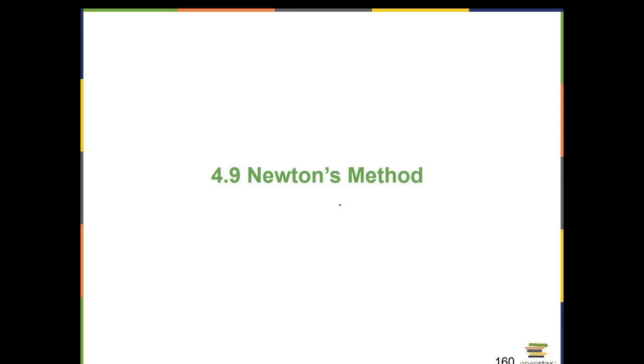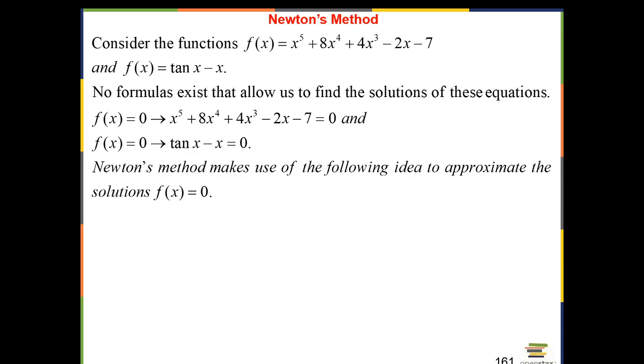So, what we want to do, we're going to talk about Newton's method and antiderivatives. Newton's method is a way to approximate the roots of equations. For example, if you look at these two functions here, if you set them equal to 0, there are no formulas that we can use to find the roots of this or the roots of this one. And when that happens, we approximate the roots.